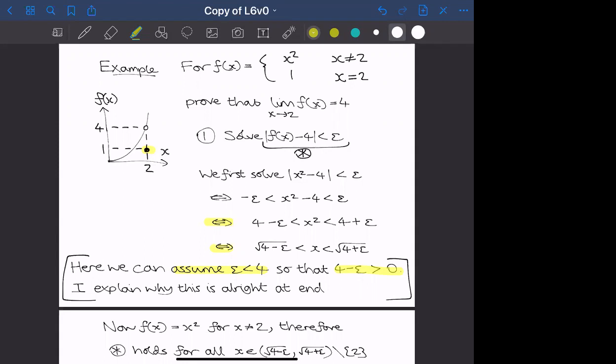So here we can assume this, and I explain why this is all right at the end. So we just leave that for now. But you shouldn't be too surprised because I said you want to think of epsilon as a small number. So the small epsilons are the important ones. We'll come back to that at the end. Okay.